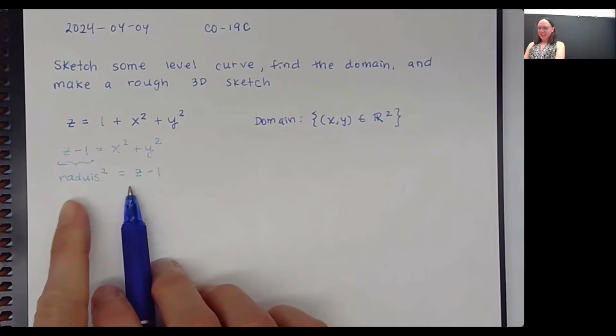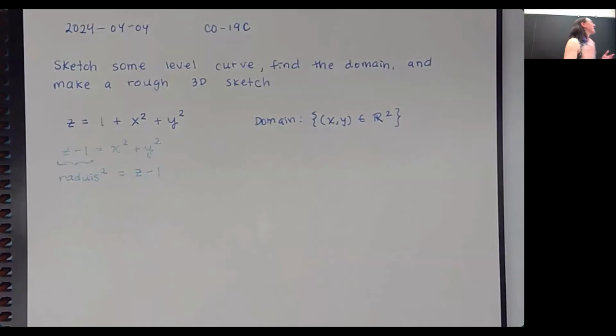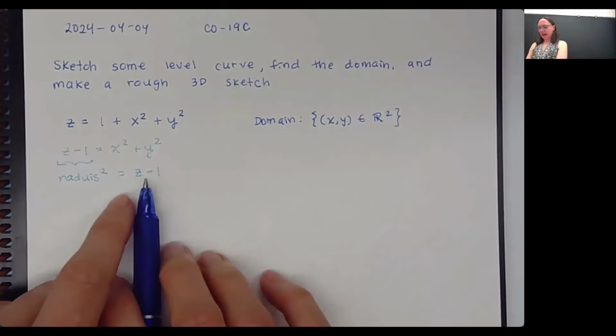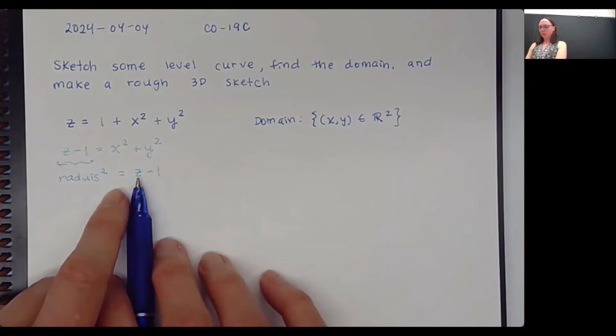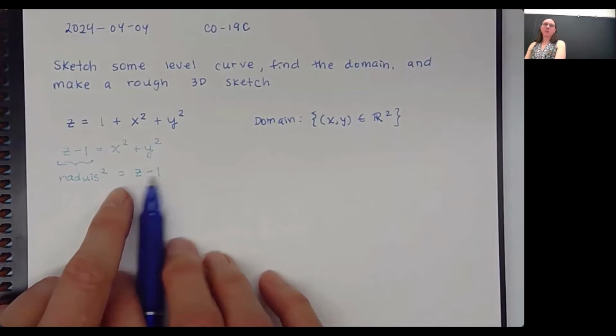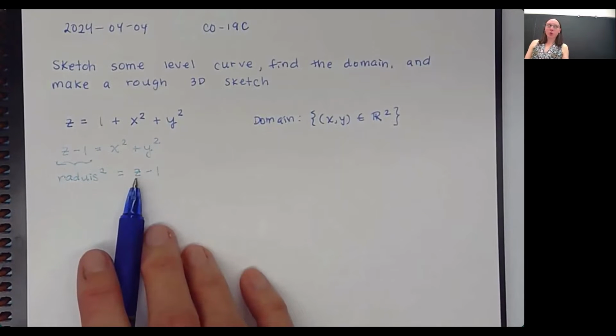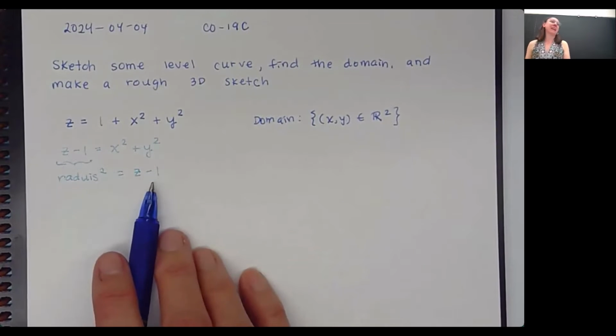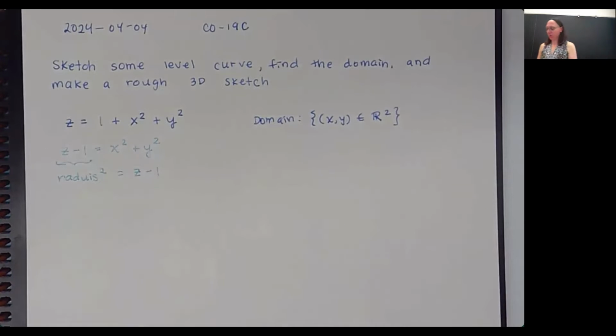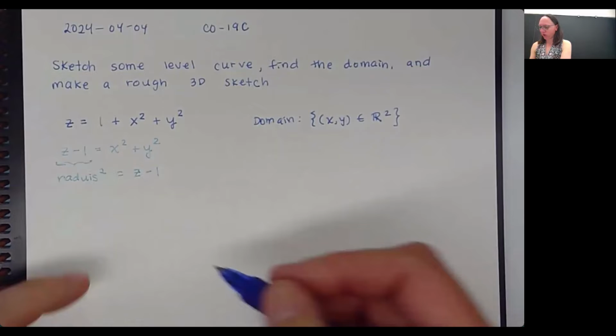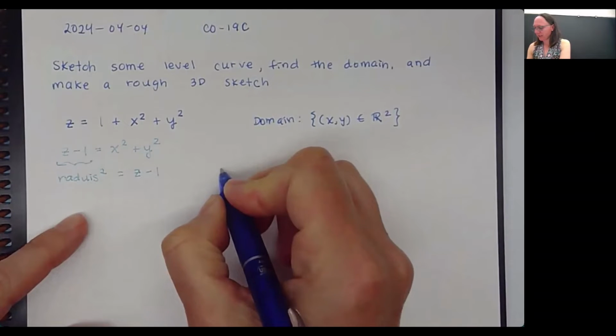So if z minus 1 has to be my radius squared, what's the smallest number I can plug in for z and have this actually be something? If I plug in 2, then for sure I'm going to have a radius of 1. I could technically plug in 1, and 1 minus 1 would be a radius of 0. But if I tried to plug in 0, it doesn't make sense, right? Radius squared can't be equal to -1. So my smallest level curve is really going to happen when z is equal to 1.